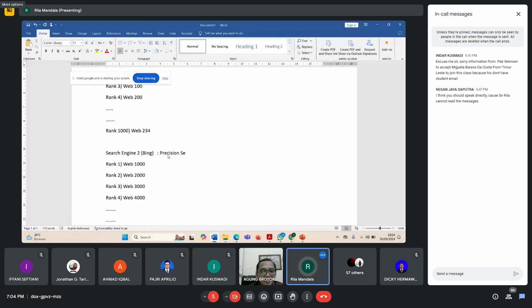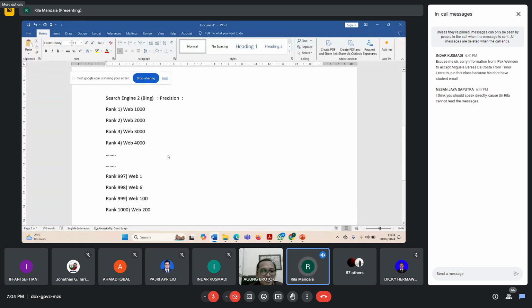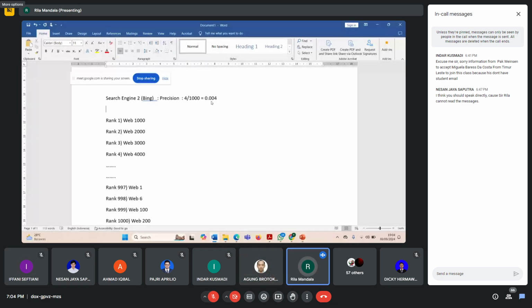So we compute the precision of search engine number 2. What is the precision? Precision is the true positive. How many true positives? 4, right? 4 divided by 1,000. The result is 0.004. Now compute the recall.